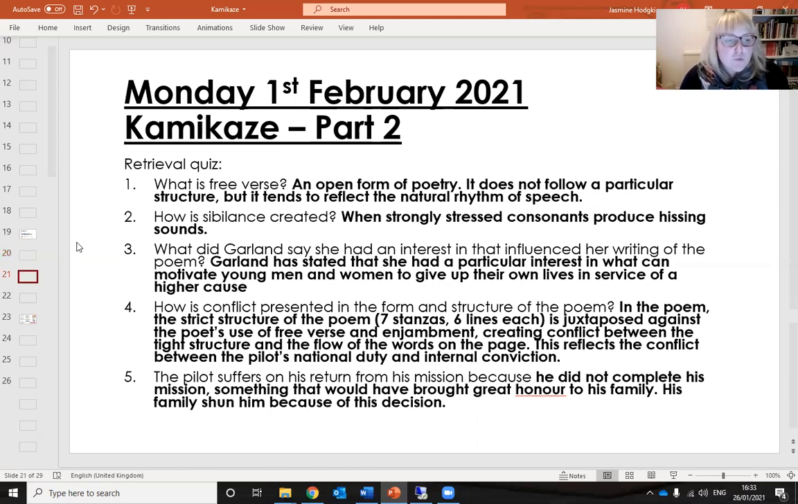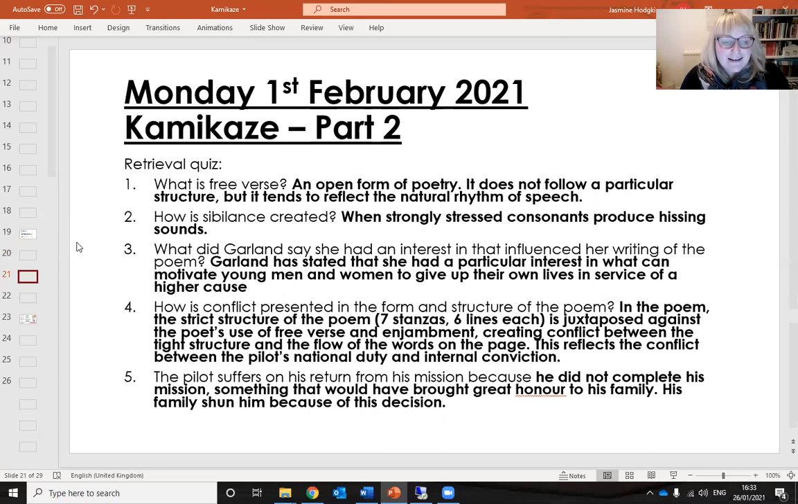So question number 1 was, what is free verse? Free verse is an open form of poetry. It does not follow a particular structure, but it tends to reflect the natural rhythm of speech. Number 2, how is sibilance created? Sibilance is created when strongly stressed consonants produce hissing sounds. We've got an example of it there with hissing sounds, all right, with the S's.